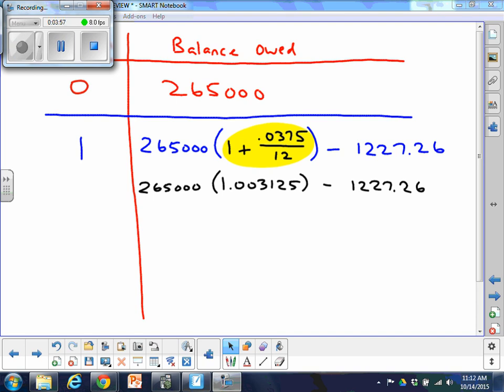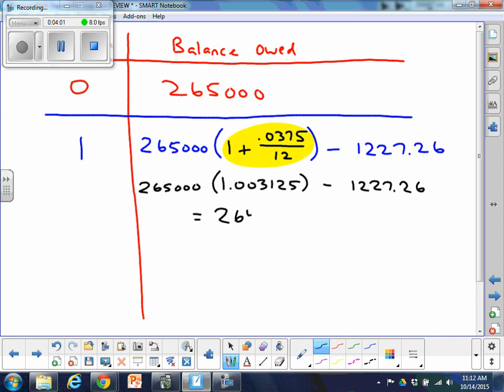Okay, and that got me a value of 264,600, and I'm going to round it, it's 0.865, I'm going to round that to 0.87 because this is dollars and cents. Okay, so this is how much you would owe after 1 month. Okay, and it seems reasonable. We started out owing 265,000.